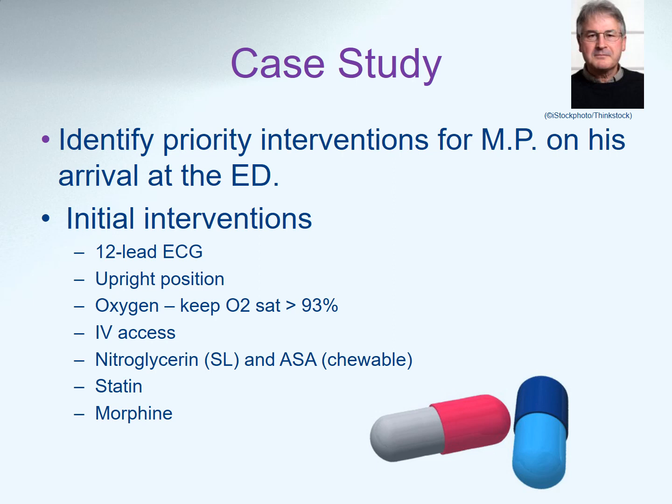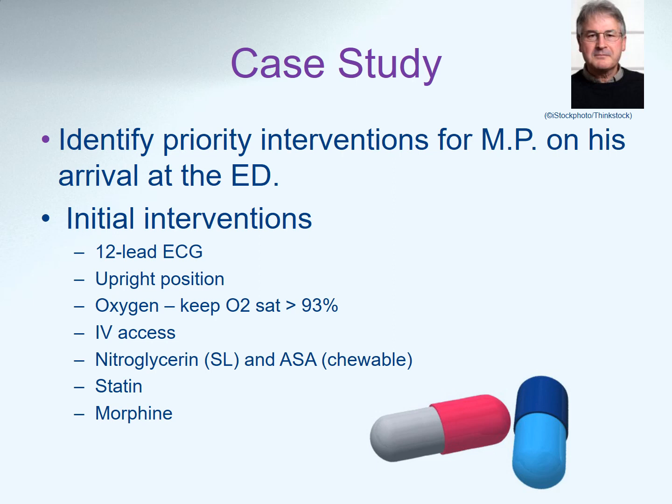So we want to identify the priority interventions for MP on his arrival in the ED, because we have to diagnose as quickly as possible, especially if they have acute coronary syndrome, to preserve that heart muscle. So we're going to get a 12 lead and start continuous EKG monitoring. We're going to position him upright unless contraindicated, and initiate oxygen by nasal cannula to keep the oxygen saturation above 93%. We are going to establish an IV, at least one, but probably more because of the medications that MP may be receiving.